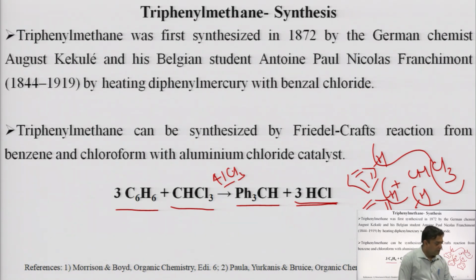When we talk about the synthesis, we have discussed that synthesis can be done in two ways. Either we react benzene with chloroform, or we react benzene with carbon tetrachloride in the presence of a Lewis acid like aluminum chloride. So, Friedel-Crafts alkylation reactions occur in the presence of aluminum chloride. In this reaction we use 3 moles of benzene reacting with chloroform in the presence of AlCl3, and we get triphenyl methane along with 3 moles of HCl.